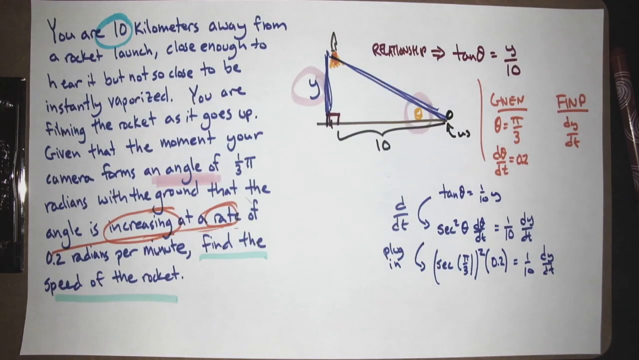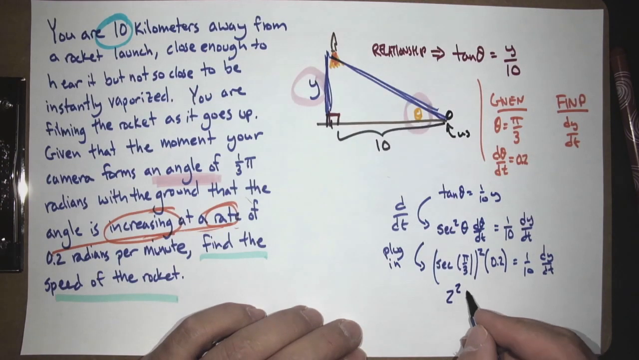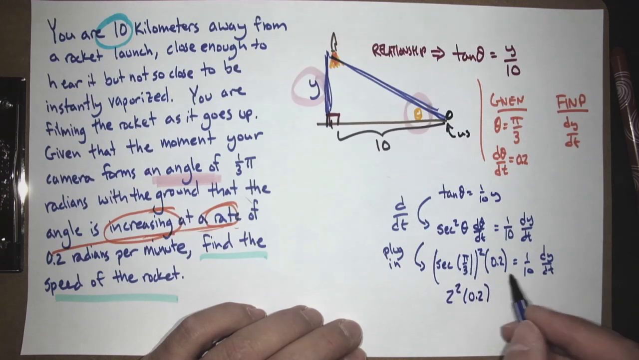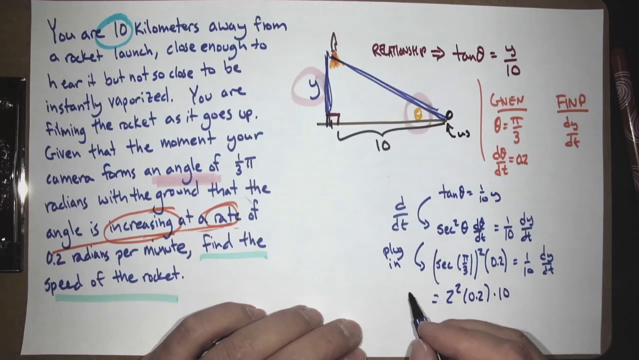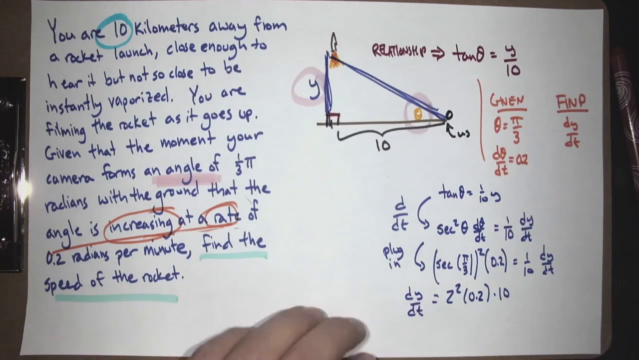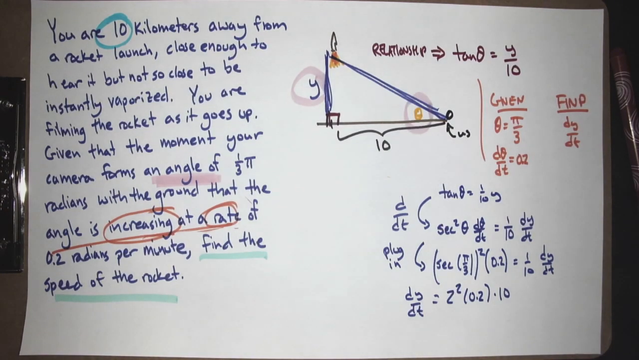Do we know secant of pi over 3? This may not be one you frequently memorize. Do you know cosine of pi over 3? 1/2. So if cosine of pi over 3 is 1/2, what is secant of pi over 3? 2. Flip it over. So this becomes 2 squared times 0.2. Bring the 10 across, times 10. That's your dy dt. Well, we can clean that up. What's 2 squared times 0.2 times 10? It's 8.